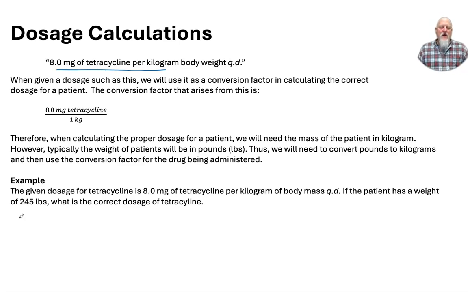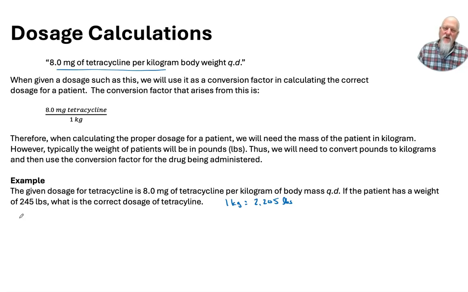Okay, so we got pounds and we need to convert to kilograms. So we know that 1 kilogram is equal to 2.205 pounds.